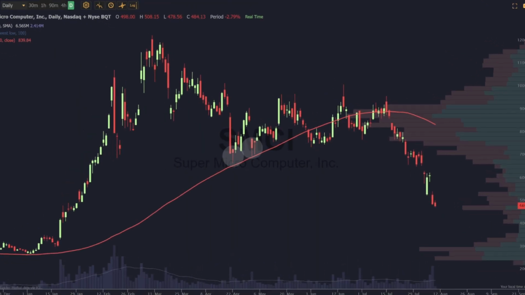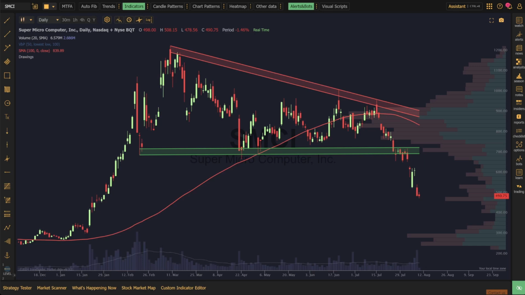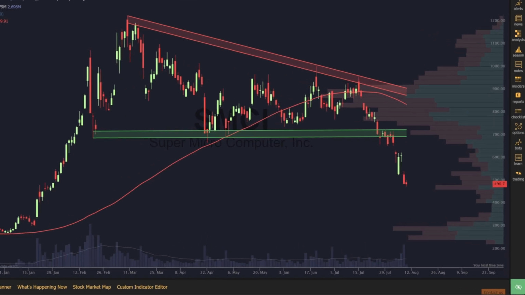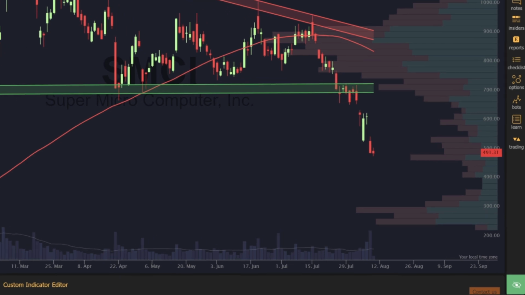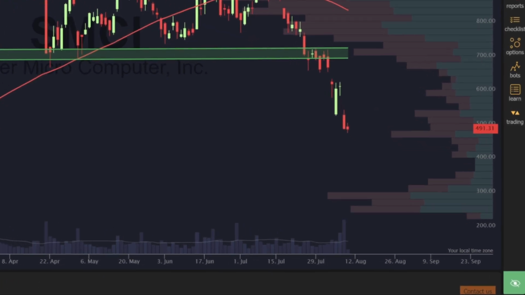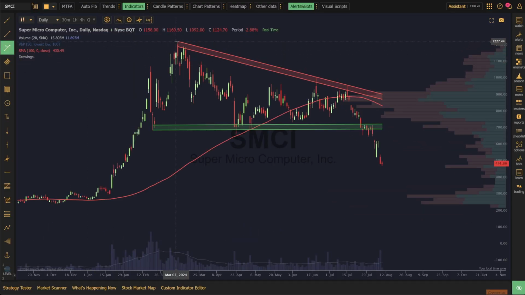What this led to was the formation of number 6, a near perfect descending triangle pattern that's just broken to the downside. Now the big question is, how much farther does it have to go? Well, when it comes to descending triangles, we measure from the high to the support level to gauge a potential target. When we do that, it takes us to about $170.